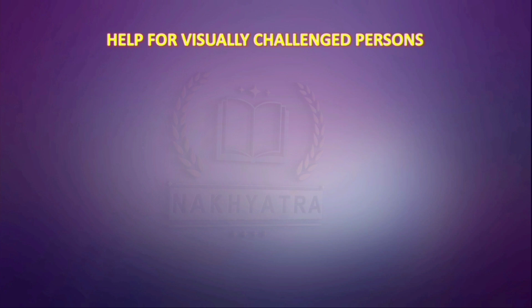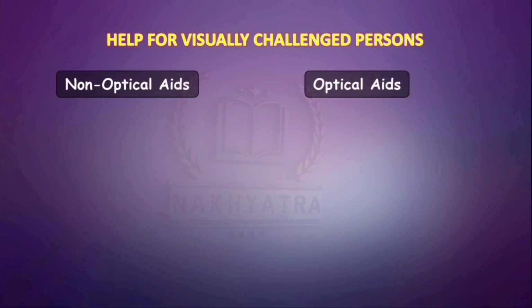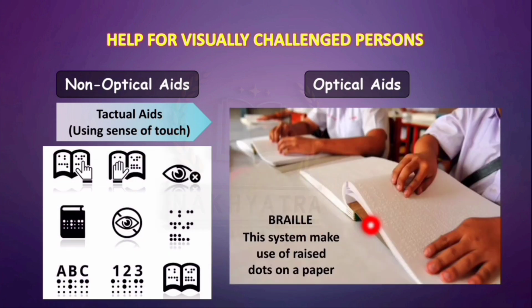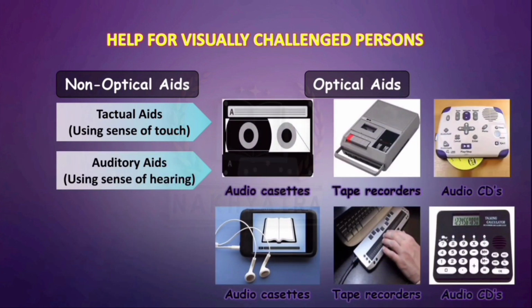Now let us see help for visually impaired persons by non-optical aids and by optical aids. First we will see non-optical aids. Tactile aids, that means using the sense of touch. Example: Braille. In this system, raised dots are made on paper. Another non-optical aid is auditory aids, that means using the sense of hearing. Examples are audio cassettes, tape recorders and audio CDs.